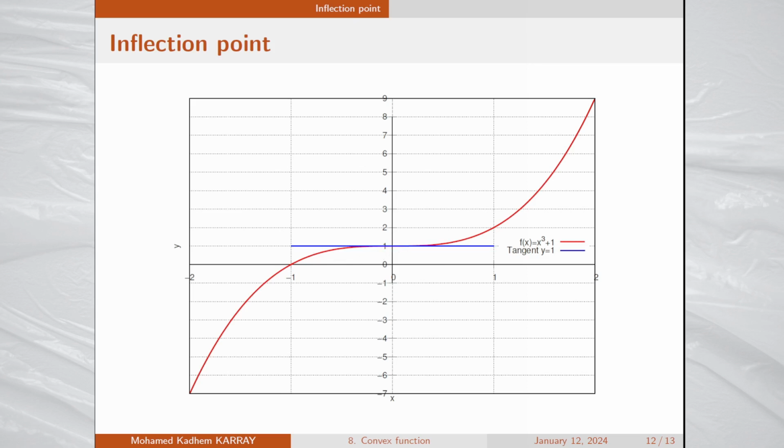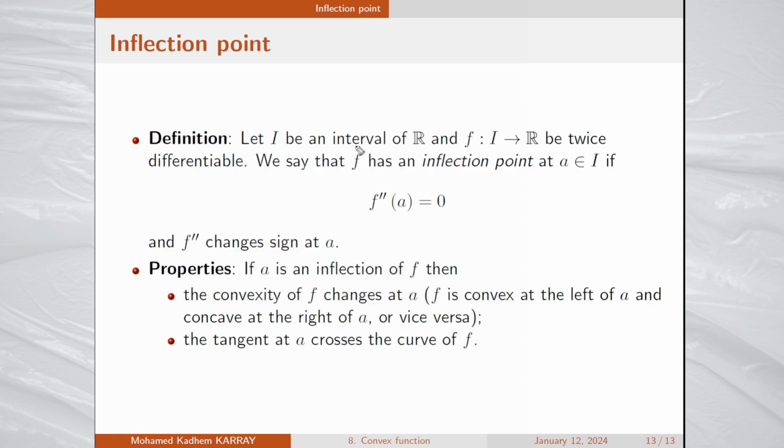Mathematically, this is defined as follows. Consider a function on an interval I, which is twice differentiable. We say that f has an inflection point at a if its second derivative is 0, and if the second derivative changes sign at point a. This is very important. It is not enough that the second derivative equals 0. We have to check also that the second derivative changes sign at point a.